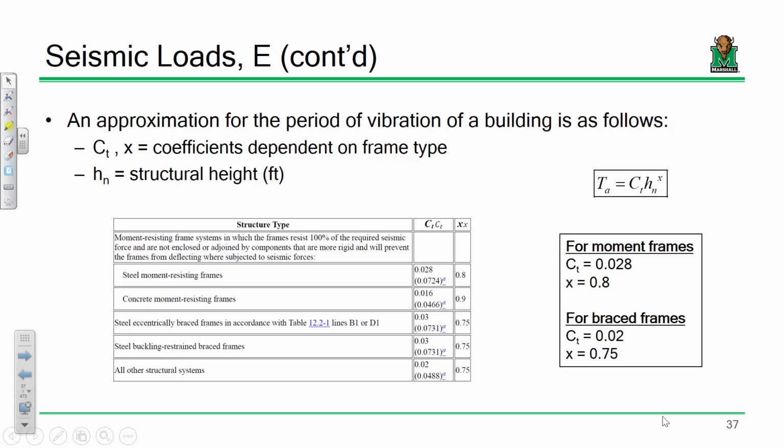So the approximate period of vibration is a function of the height of the building and these coefficients. And these coefficients depend on whether you're looking at a brace frame or a moment frame, and so on and so forth. And for our purposes, we really just need to look at whether we're looking at a moment frame or a brace frame. Does that make sense? All right, does anybody have any questions on this? This is good stuff.